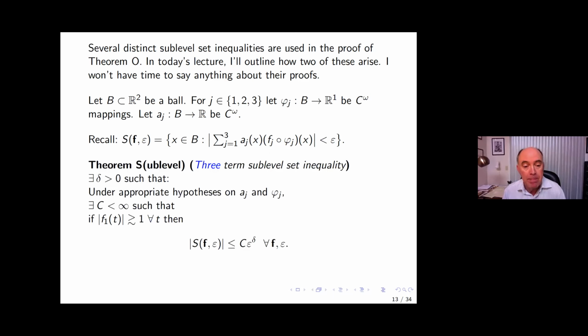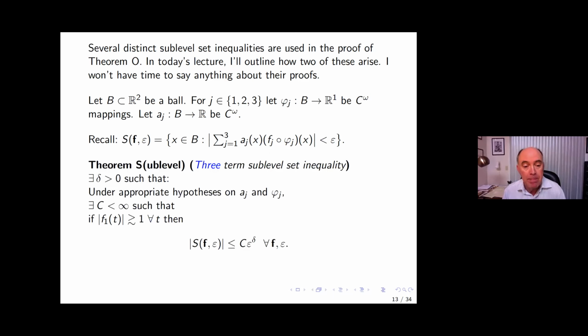So the theorem says that there exists an exponent delta, which is positive, so that under appropriate hypotheses on the data, the coefficients and the mappings, there exists a constant, so that if I assume that one of the terms is always greater than or equal to 1, then indeed the measure of the sublevel set is majorized by a constant times the positive power of epsilon. Okay, so again, here I have 3 summands, and I'm going to use this to analyze the oscillatory inequality with 4 factors.